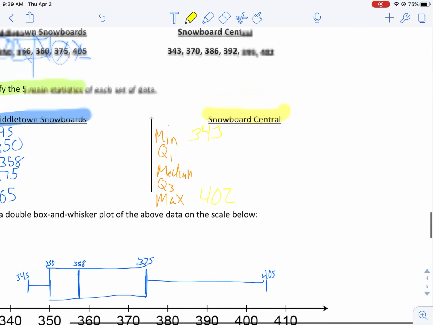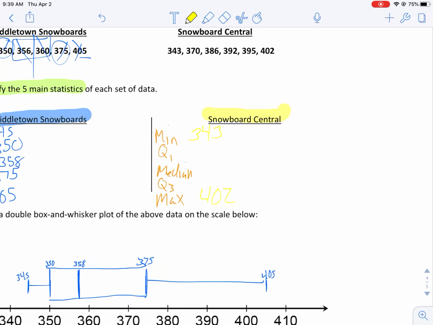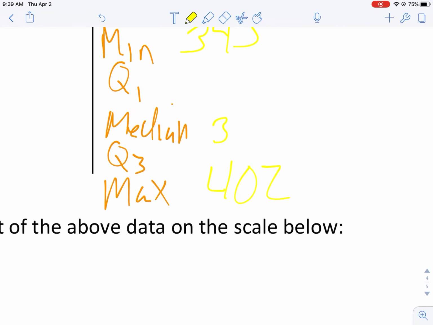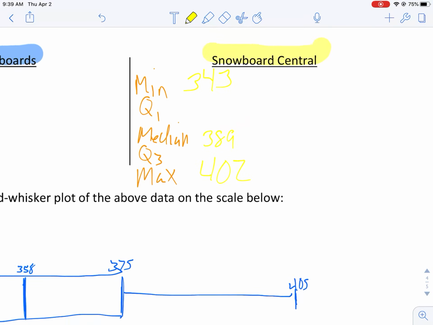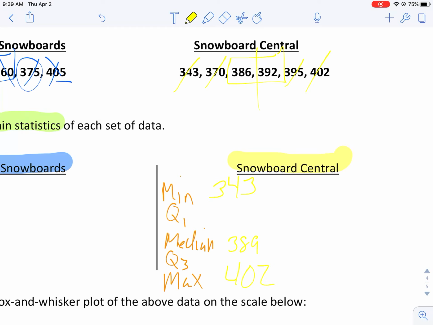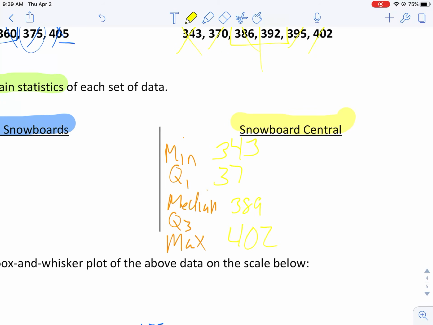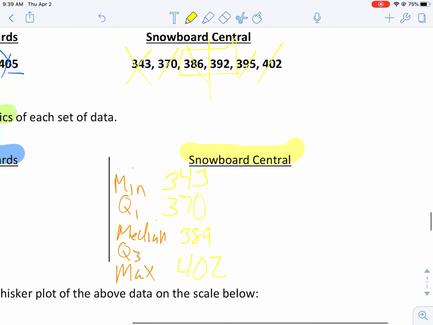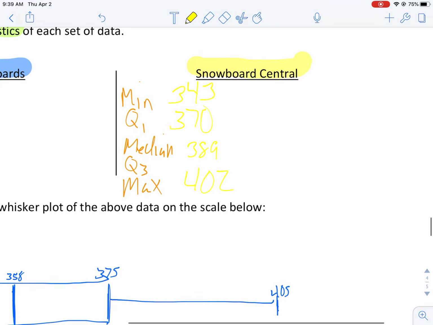Alright, so let's look at this one now. We haven't really talked about Snowboard Central yet. We're going to have the same situation, 6 different snowboards. Boom, boom, boom, boom. So now, 386 and 392. Again, we need to add those together. So that's going to give me 389 as a median. Okay, so I fence it off. Boom, boom, backslash. 370 is my Q1. 395 is Q3.